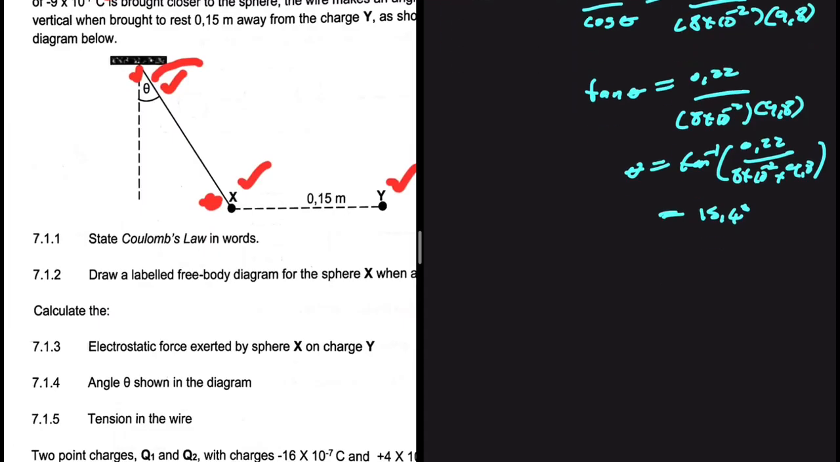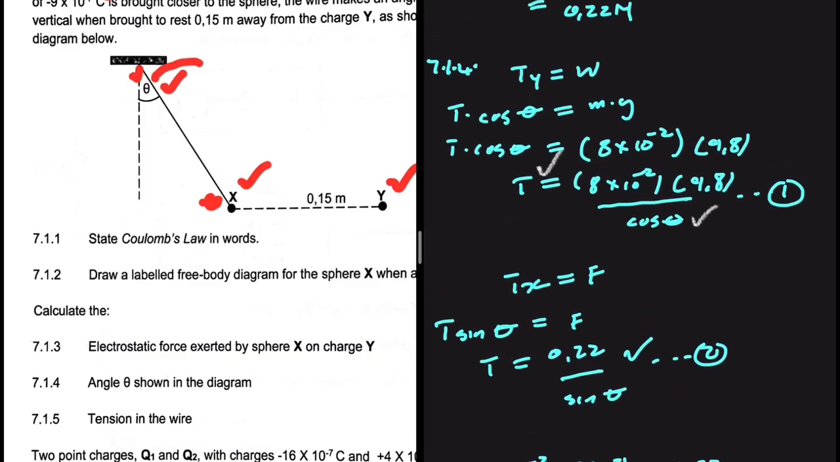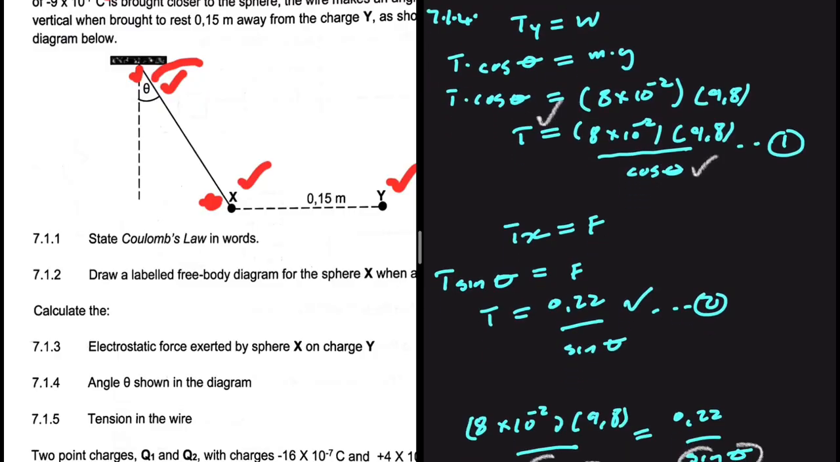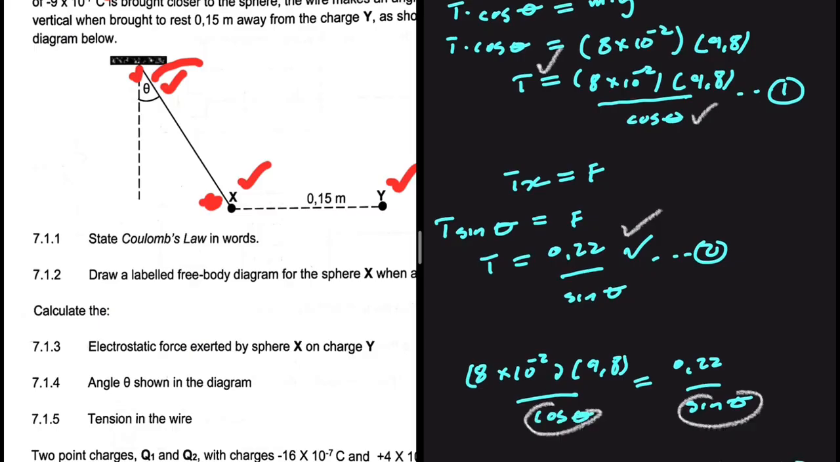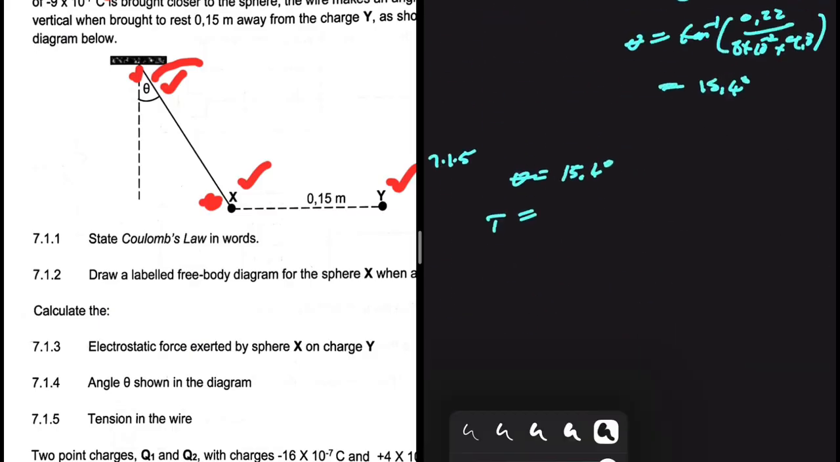Let's go ahead and do 7.1.5. We're supposed to find the tension in the wire. We have our angle theta, which is equal to 15.4 degrees, and we have a few equations for the tension. Let's go ahead and pick one equation. We have tension equal to 0.22 divided by sine of theta. That is the easier one, so let's go ahead and use that one.